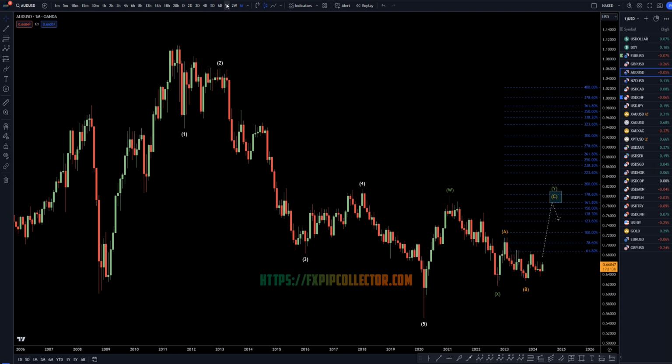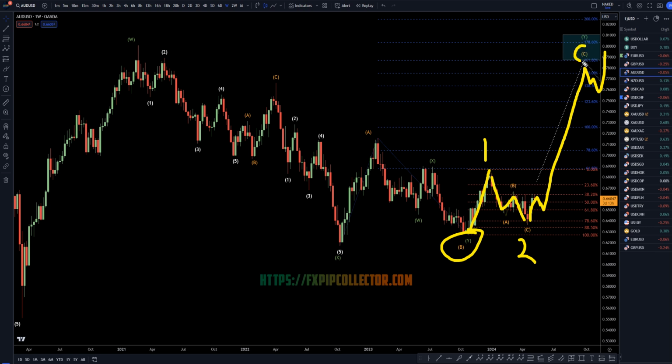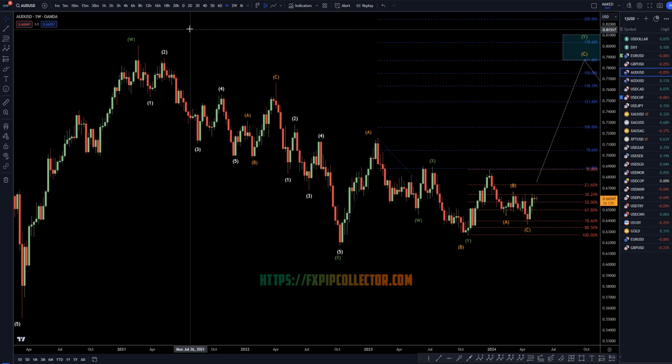So heading down to the weekly time frame. On the weekly time frame, I'm definitely still looking at this as the end of a wave B. That would make this right here a wave 1. That would make this right here a wave 2. I think there's a very good likelihood that this may go up and make a 3, 4, and 5 of the wave C of wave Y. Just like what I was explaining on the higher time frames.